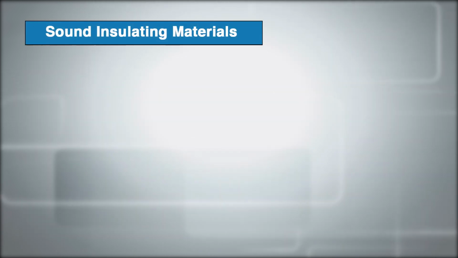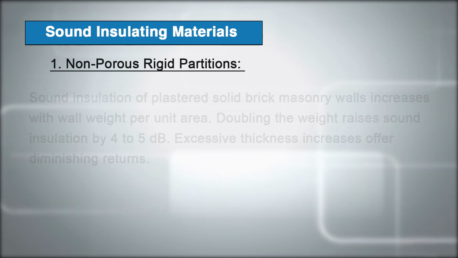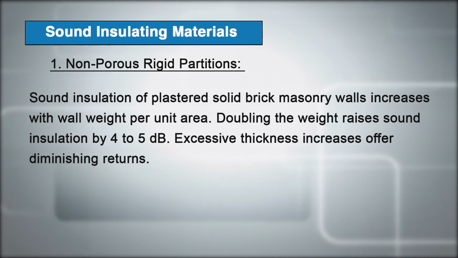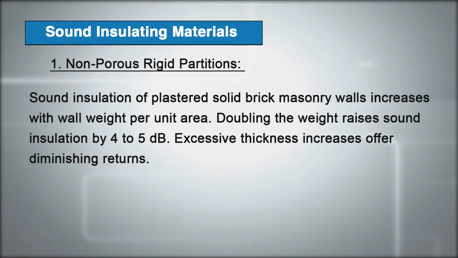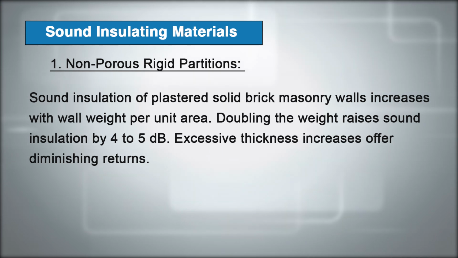Now let us discuss some of the sound insulating materials. Firstly, non-porous rigid partitions. Sound insulation of plastered solid brick masonry walls increases with wall weight per unit area. Doubling the weight raises sound insulation by 4 to 5 decibel. Excessive thickness increases offer diminishing returns.